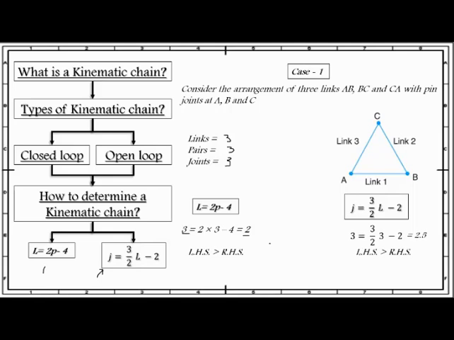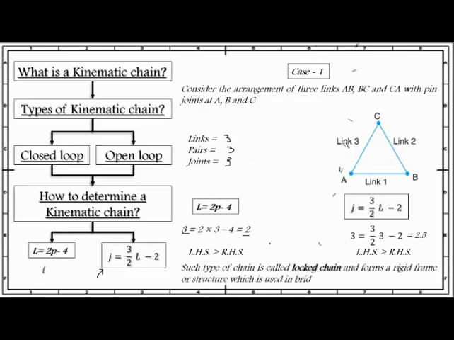Since the arrangement of 3 links as shown in the figure does not satisfy equations 1 and 2, and the left hand side is greater than the right hand side, it is not a kinematic chain and hence no relative motion is possible. Such a chain is called a locked chain and forms a rigid frame or structure, which is used in bridges and trusses.